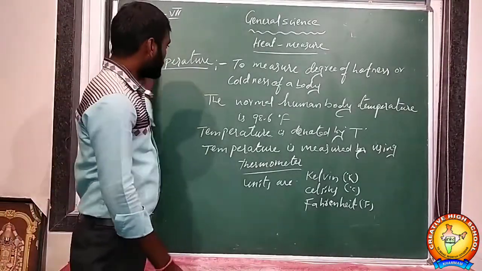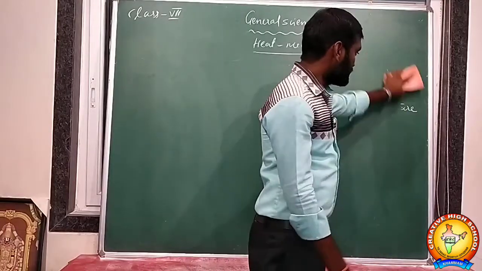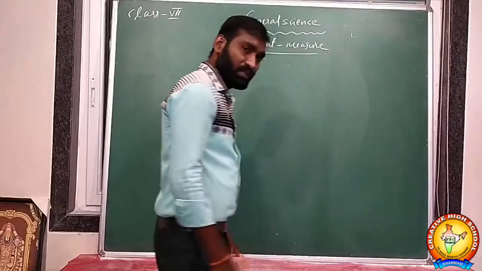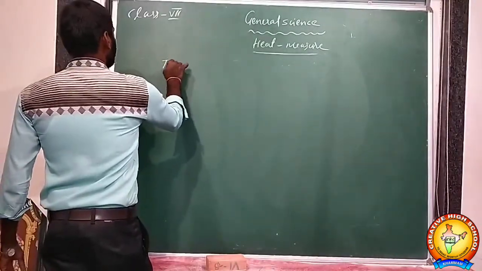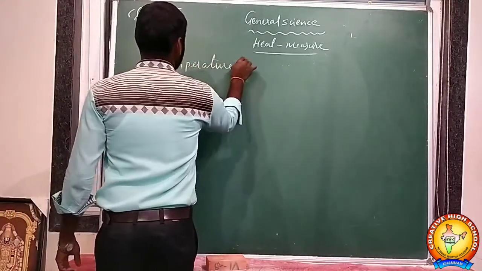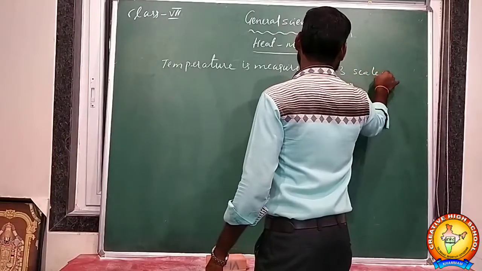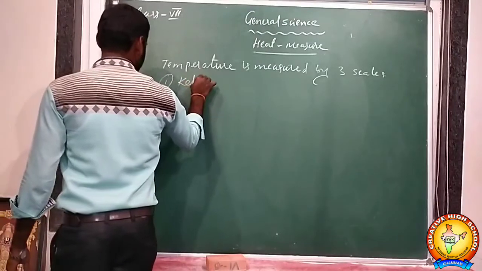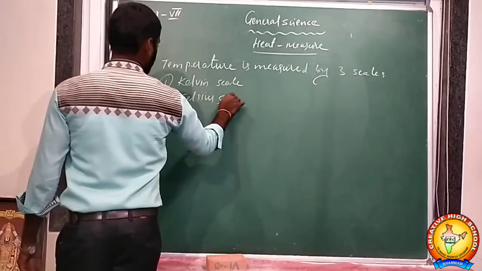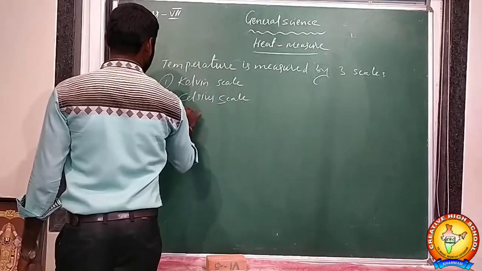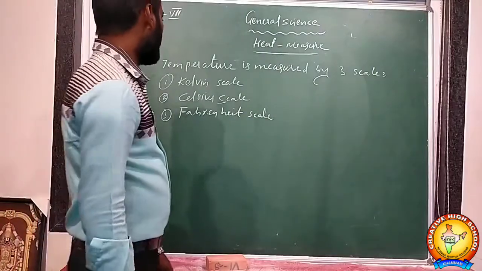Okay, students, copy it down. About temperature: for measuring any physical quantity we need units. Temperature is measured by three scales: the Kelvin scale, the Celsius scale, and the third one, the Fahrenheit scale.